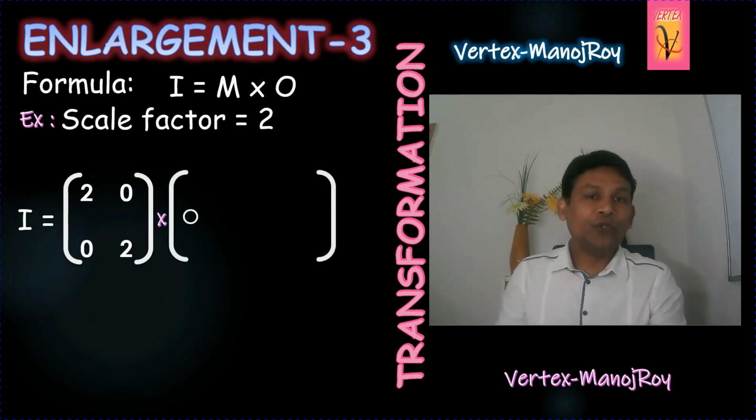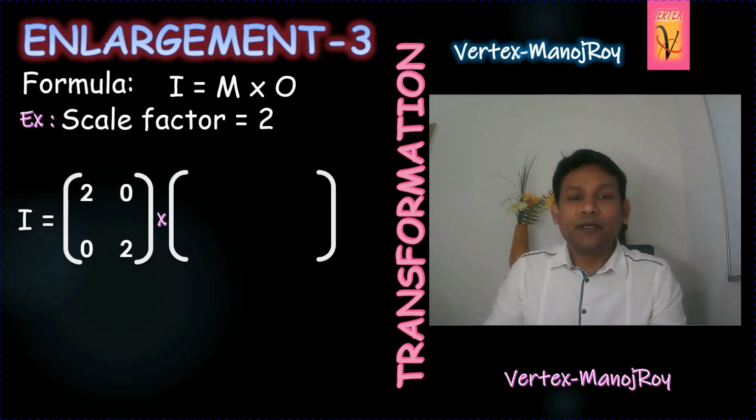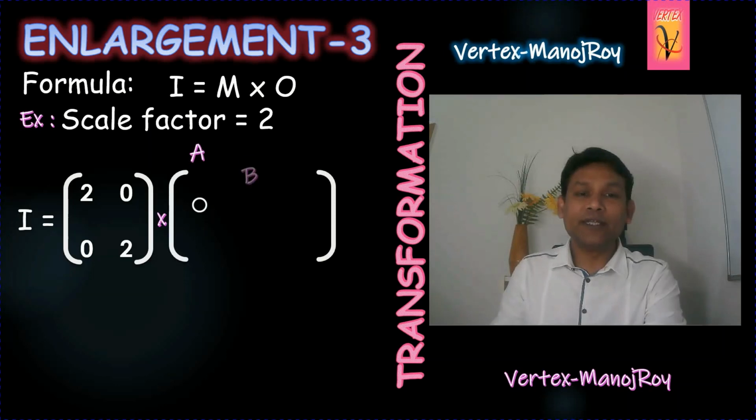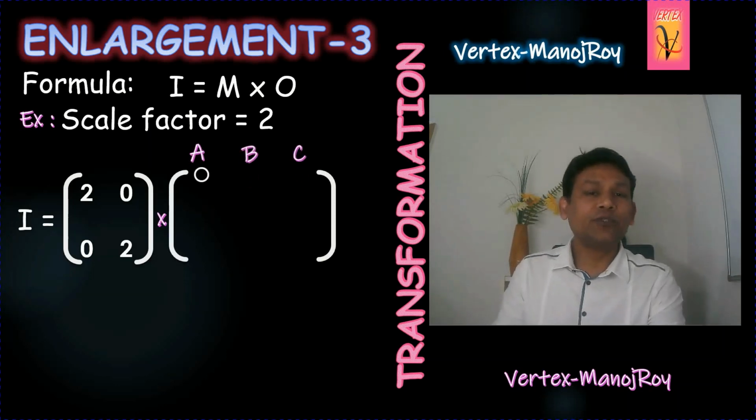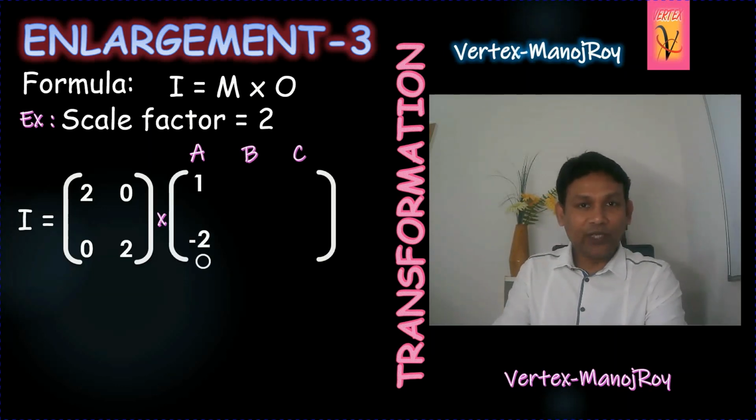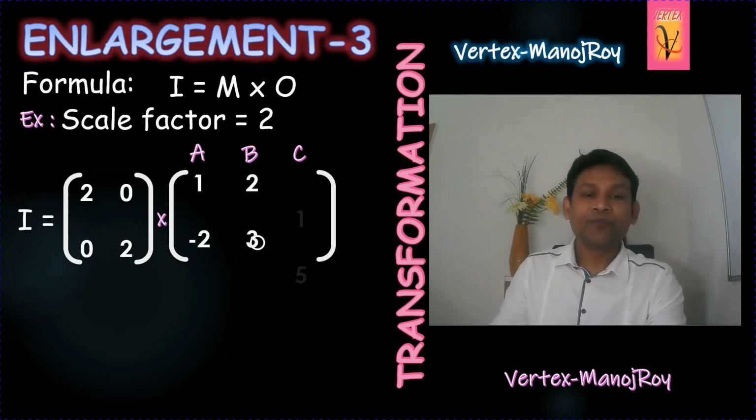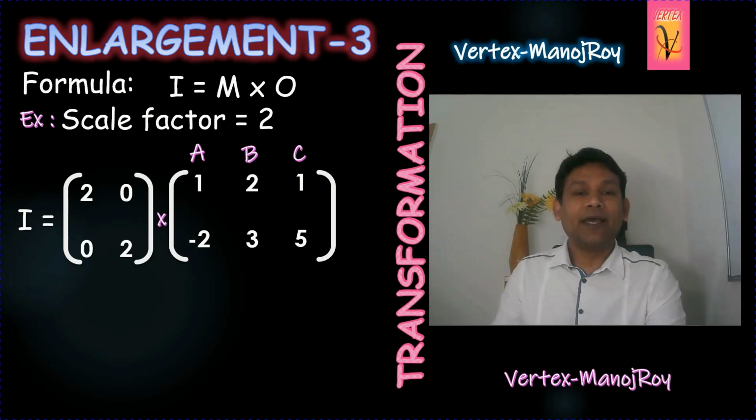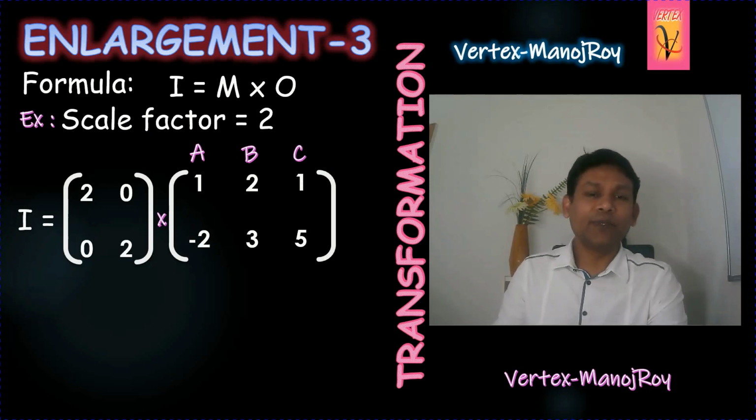Now I want to put in the object. Remember one thing, when you put the object coordinates, suppose I want to use triangle A, B and C. Suppose the coordinate of A is (1, -2). I have to write the coordinates in a vertical way, so 1, -2. Then coordinate B is (2, 3), then coordinate C is (1, 5). I'm using one example here.